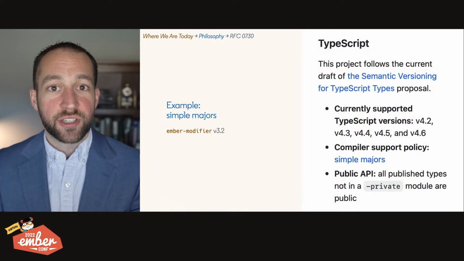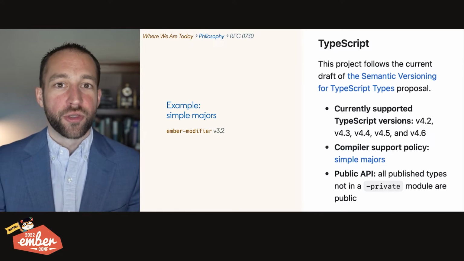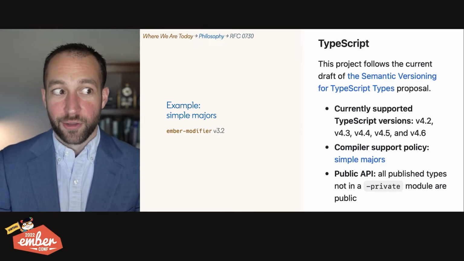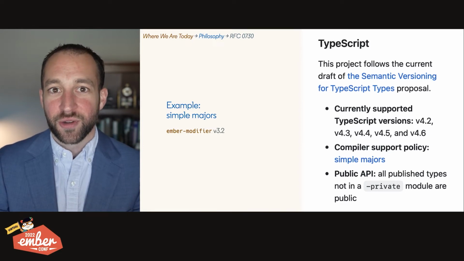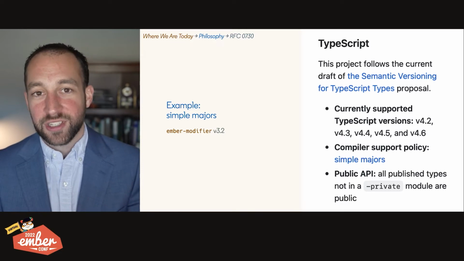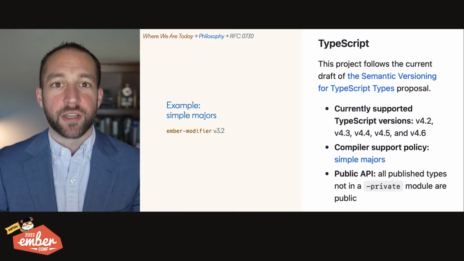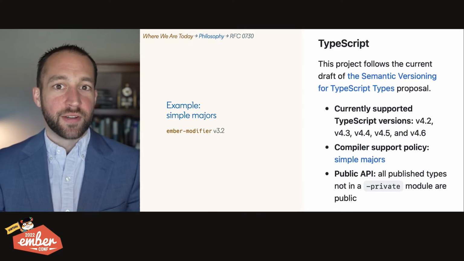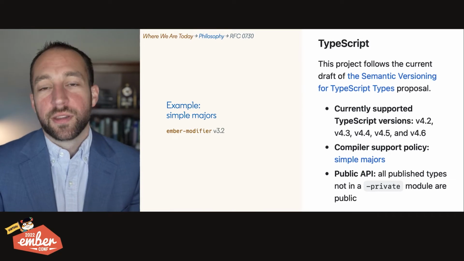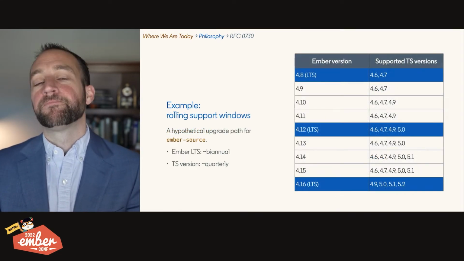Ember Modifier is an ecosystem library in the Ember world, using simple majors. It's currently at version 3.2, and if you look at its README, this is what you'll see. It says we follow the current draft of the Semantic Versioning for TypeScript types RFC. We support TypeScript versions 4.2 through 4.6. We also test against nightly. And we use a simple majors policy. Our public API is everything not in a private folder. Pretty simple. Things are a little more complicated for what we expect to be the case for Ember source.